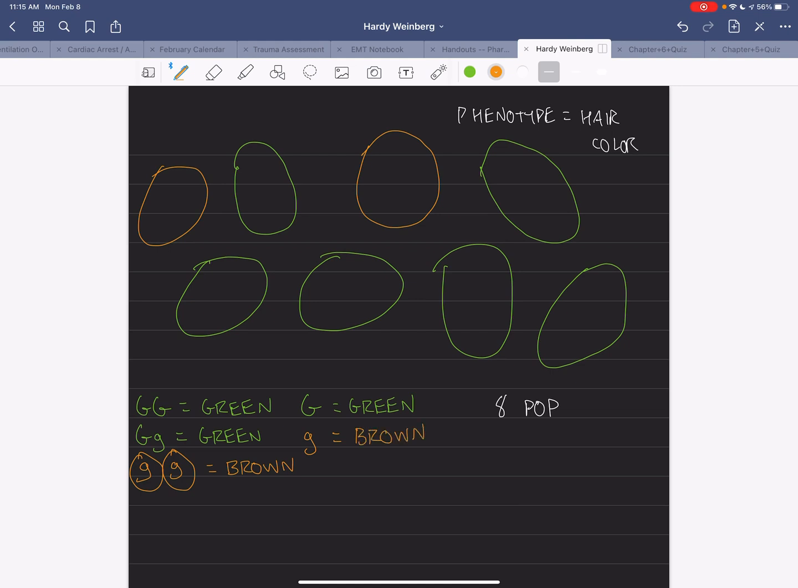But the thing is, as we know with alleles, there's 2 ways to be green. You can either be what's called homozygous dominant and code for green, or you can be heterozygous dominant and kind of carry that recessive brown gene, but you're still going to have green hair. So we don't know what any of these are. They could be homozygous or they could be heterozygous. However, the only way to get brown hair is if you are homozygous recessive. So we can go ahead and just assign these.